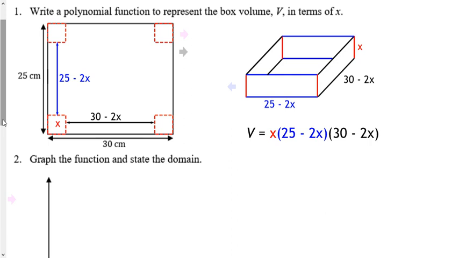Remember that we said for a polynomial function, domain is all real numbers. But in the context of this question, having an x value that's any real number doesn't make sense. You can't have a negative length that you're going to cut off. And there's some other limitations that we'll talk about too.